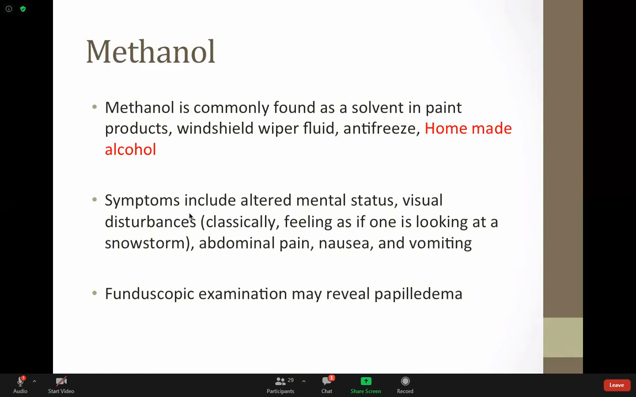Patients may come and say we are blind or we have blurry vision, or may say the classic thing that we see a snowstorm. They also have abdominal pain, nausea and vomiting because all alcohols are irritating to the GI tract. Now, methanol can cause toxicity without causing a lot of alteration in mental status.